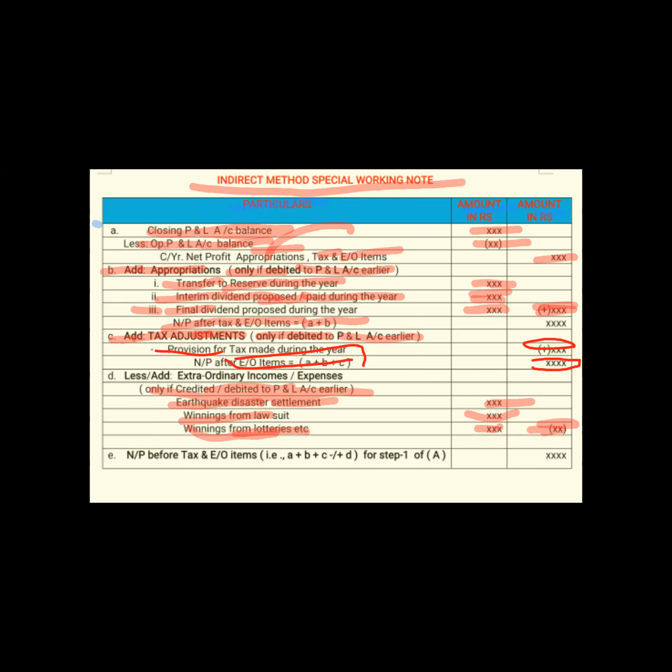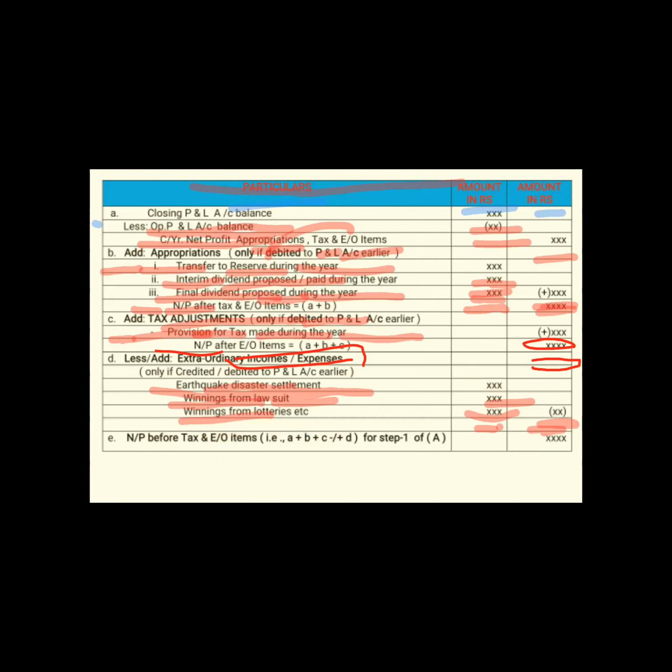After deducting these things, you will get net profit before tax and extraordinary items. This is the step 1 of A.